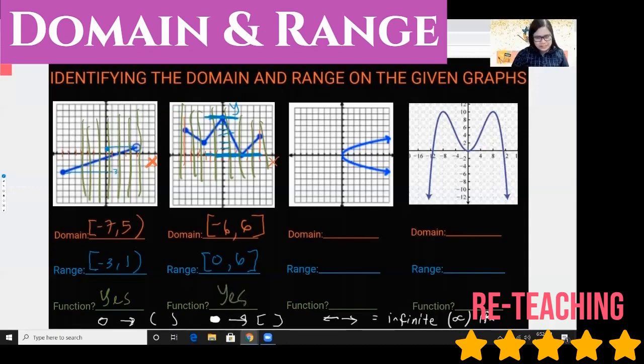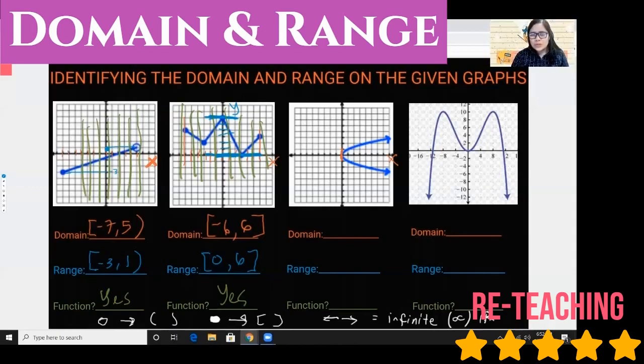Next, on the third graph, we're going again to focus on the x-axis first. And then we start with this one. Miss, it is an arrow and it doesn't have a closed dot or open dot. What are we going to use?